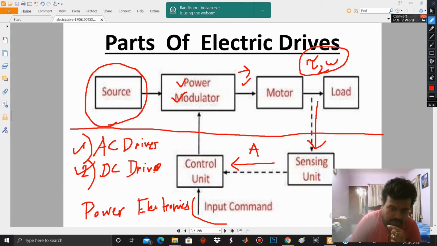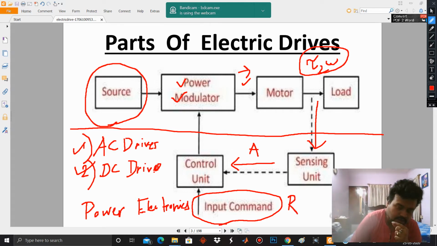So this input command is the reference, and let the reference signal be R. The control unit will compare this R and A. If there is a difference between R and A, the control unit will generate a proportionate output based on the difference between R and A, and it will give the signal to the power modulator.